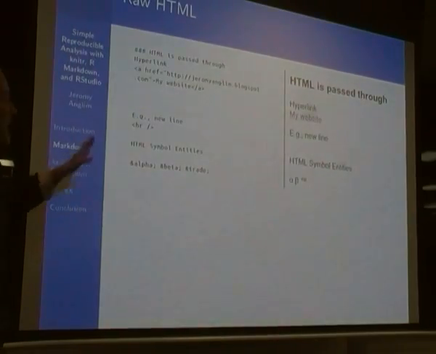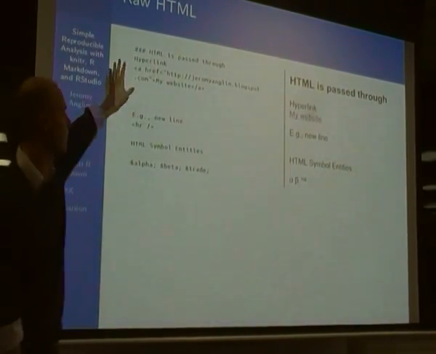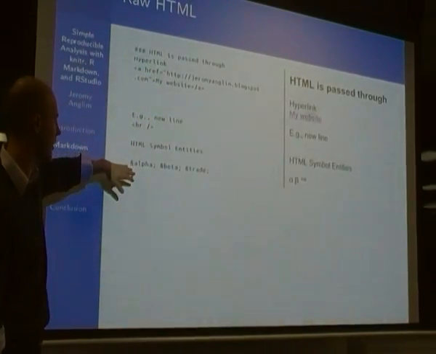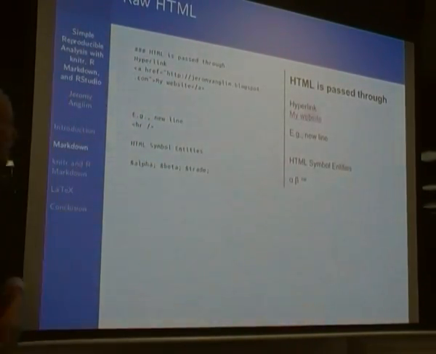And yes, as I mentioned before, you can just use raw HTML. So you can just write your links regular ways, or you can write HTML symbols or whatever you like. That will just get passed through as Markdown gets converted to HTML.